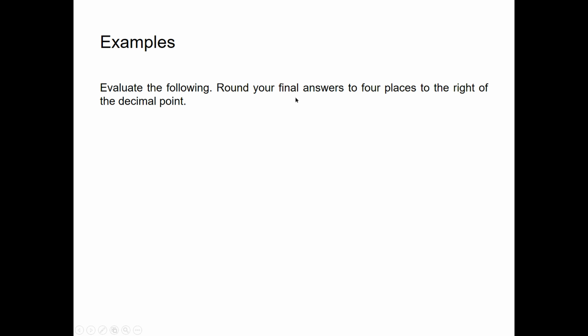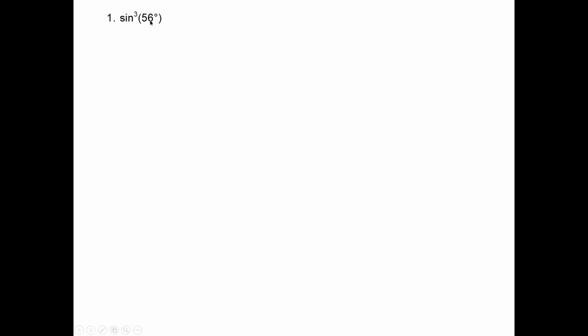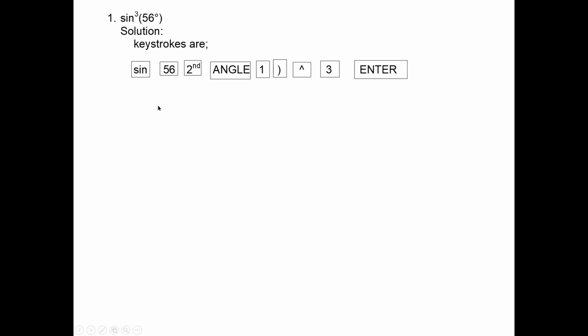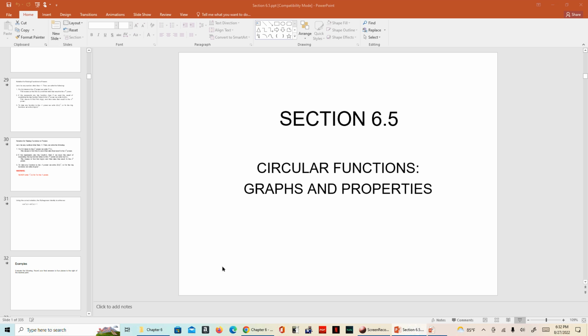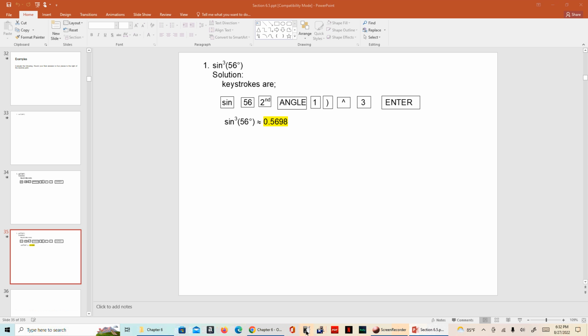Evaluate the following. Round your final answer to 4 places to the right of the decimal point. Sine cubed of 56 degrees. We're going to have sine, 56, second angle, 1 to make sure we're in degrees, close your parenthesis, raise to the 3rd power and enter. About 0.5698.